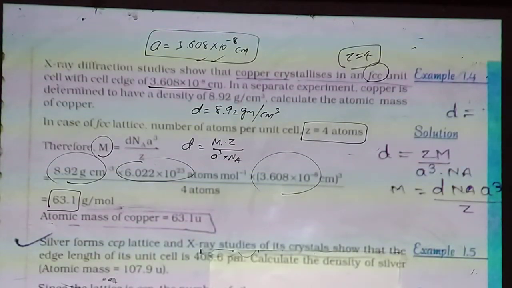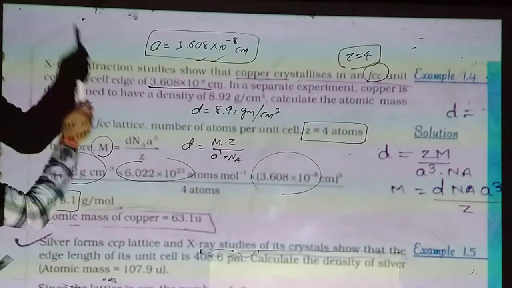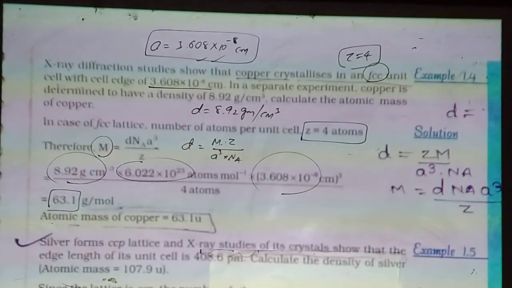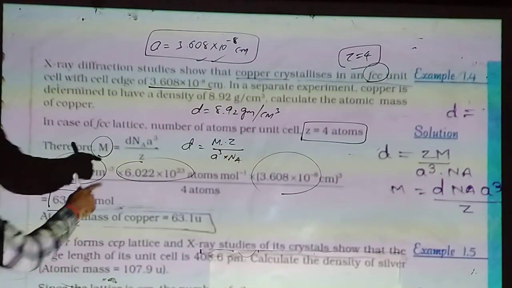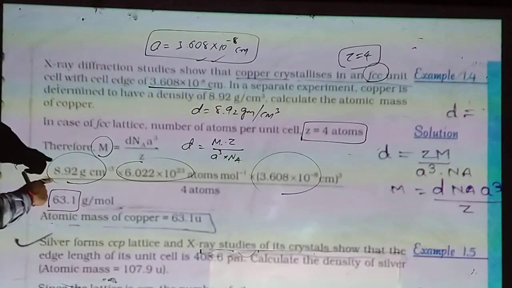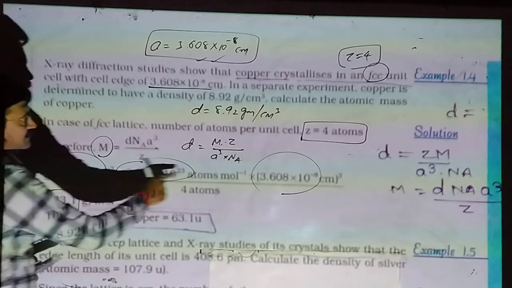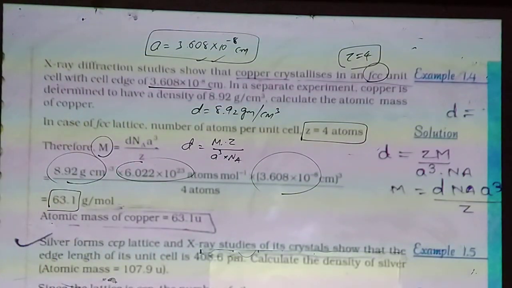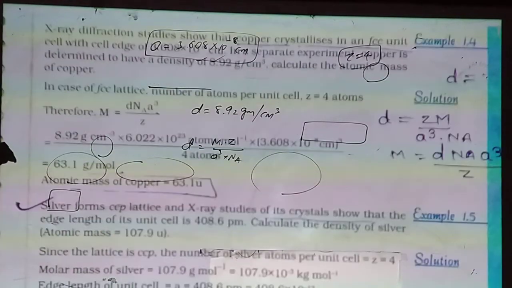Understood? Here the structure is FCC, so that will be 4 atoms per unit cell. Avogadro number is constant. Density is given. Edge length is given. So simply we can derive the atomic mass of the copper metal, and it is 63.1.